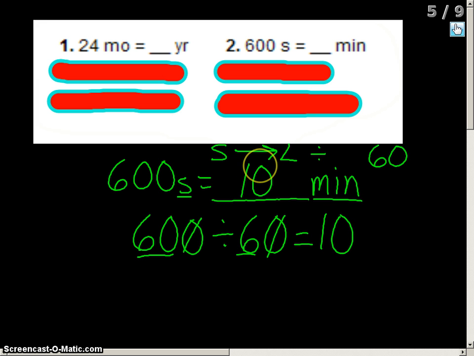Now it's important to make sure your answer is making sense. If I were to multiply by 60, I would get a really, really large number, which would not make sense because if you're converting something from seconds to minutes, your number will get smaller, because it's a larger unit of time. So 600 seconds equals 10 minutes.